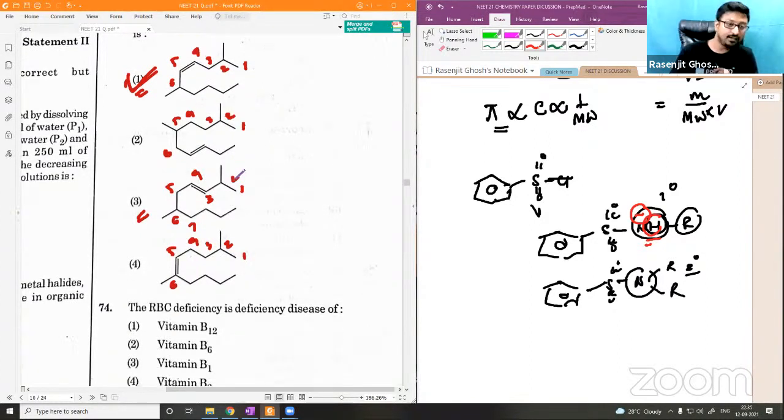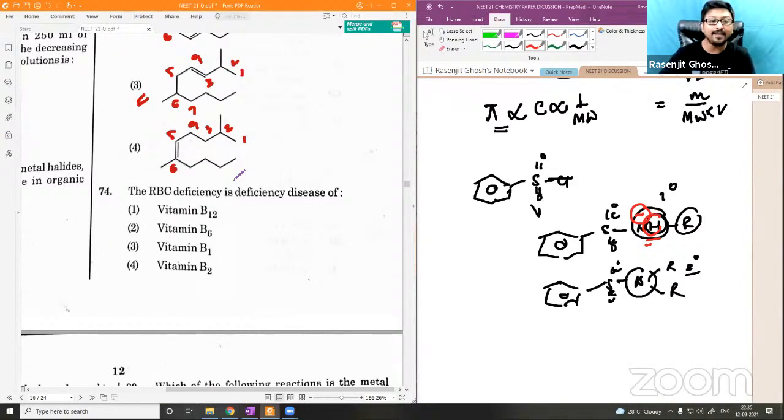Next, 74. RBC deficiency is a disease of anemia. It is very simple. I don't have to tell the biology students because it is vitamin B12. It is vitamin B12. Okay. Right. Next.